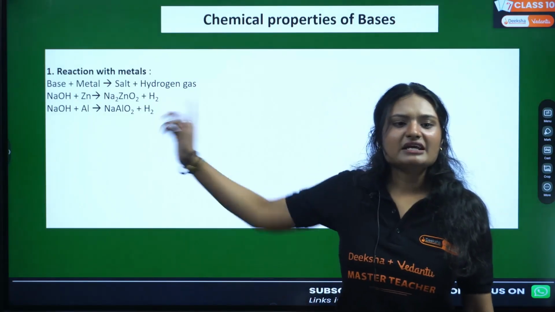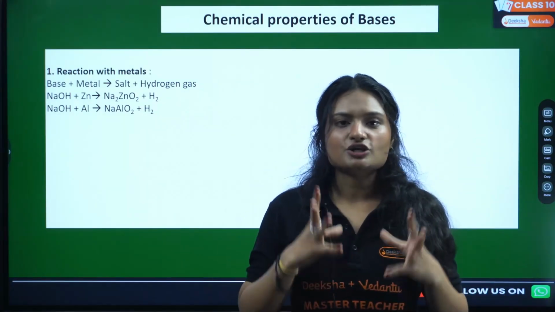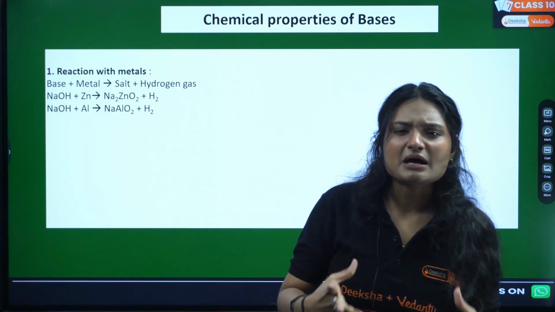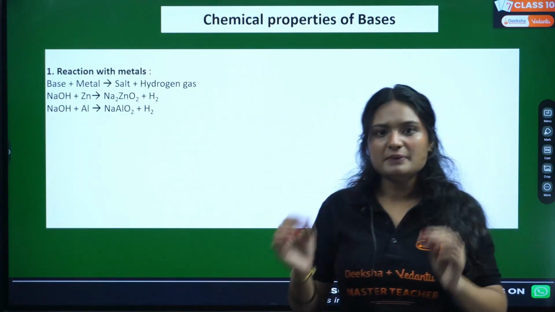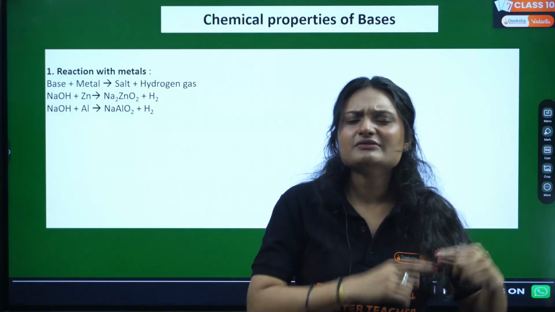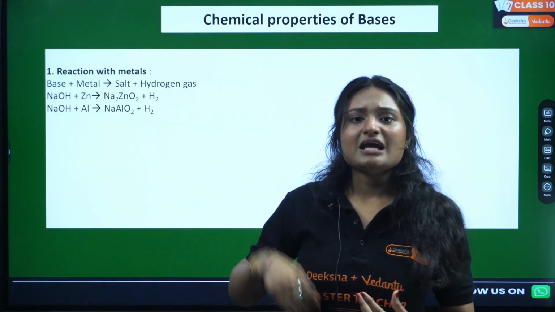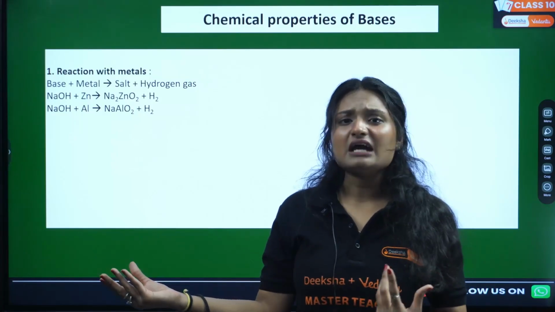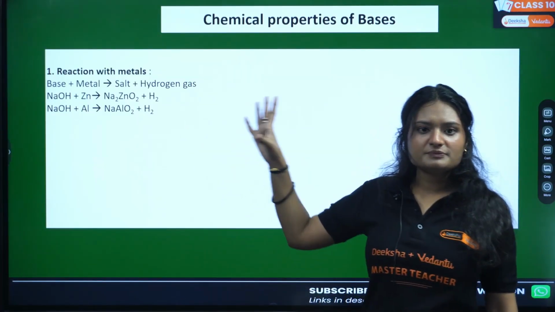I have taken an example of zinc and aluminum. They are both amphoteric in nature. What do you mean by amphoteric, ma'am? Amphoteric means that they can act as acid and base. That means they can react with both acids and bases. If they are reacting with an acid, they are behaving as a base. If they are reacting with a base, they are behaving as an acid. These are two important reactions of acids and bases.